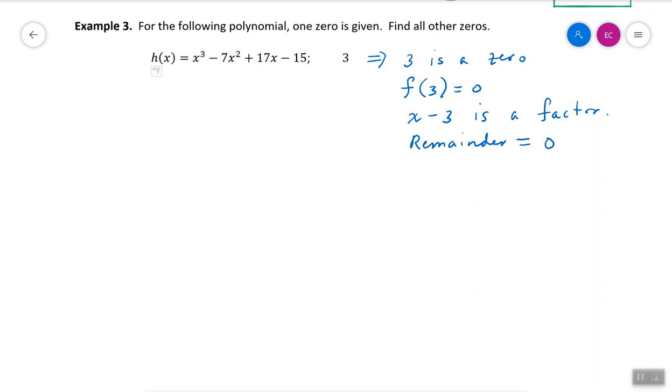So what we're going to do is solve h of x equals 0. We can write that as x cubed minus 7x squared plus 17x minus 15 is equal to 0. And the way we solve this is by factoring. And the way we factor this cubic polynomial is to use synthetic division.